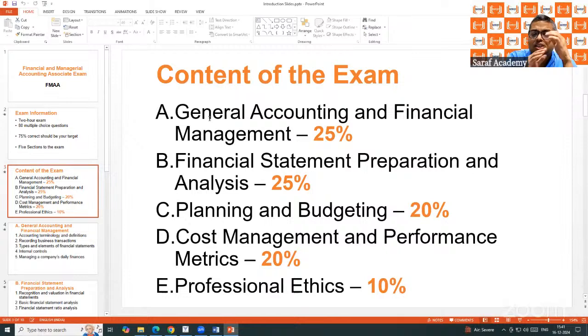The first section is General Accounting and Financial Management. The second section is Financial Statement Preparation, which I will say is FA, Financial Accounting. The third section is Planning and Budgeting. The fourth section is Cost Management and Performance Metrics, which I will say is P1. And the last section is Professional Ethics. A and B parts are Financial Accounting. C and D parts are Management Accounting. And E part is Ethics.